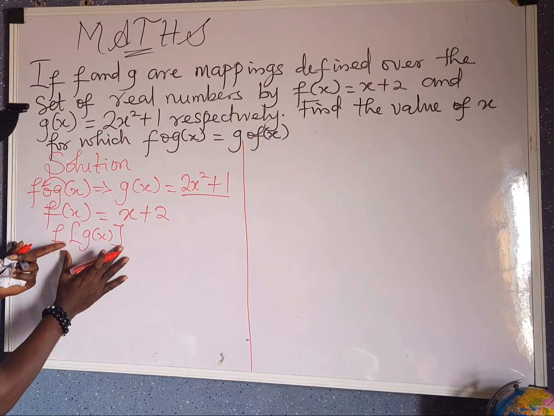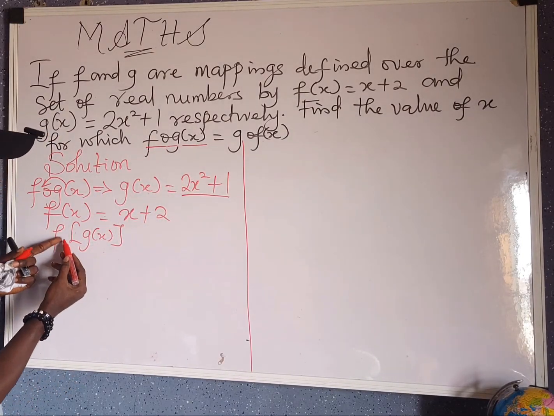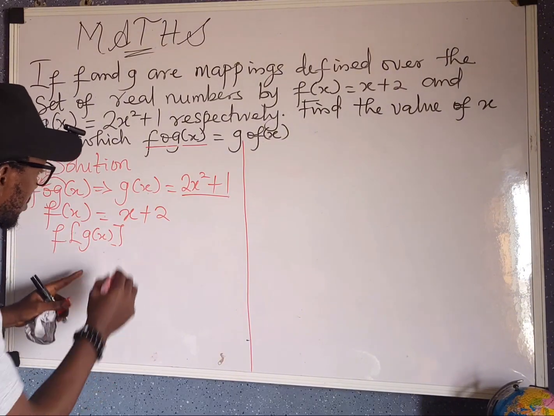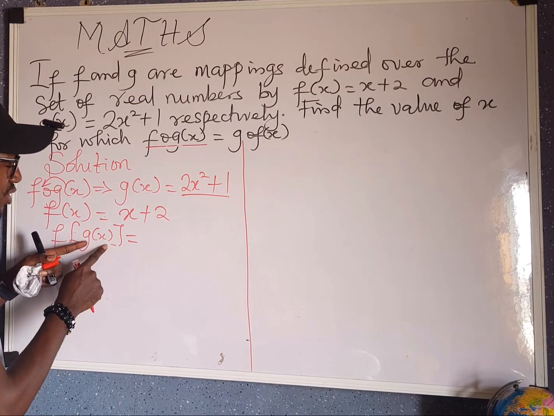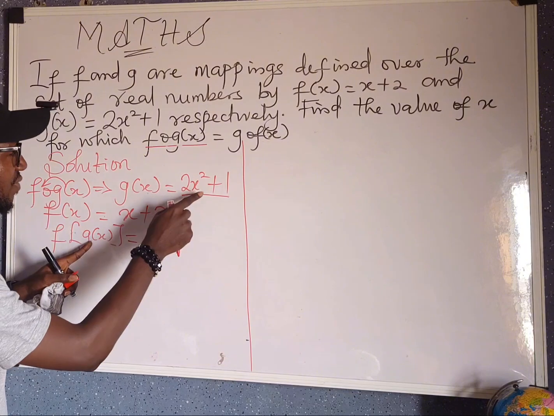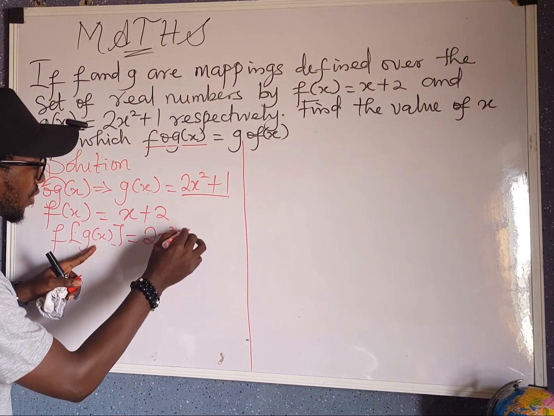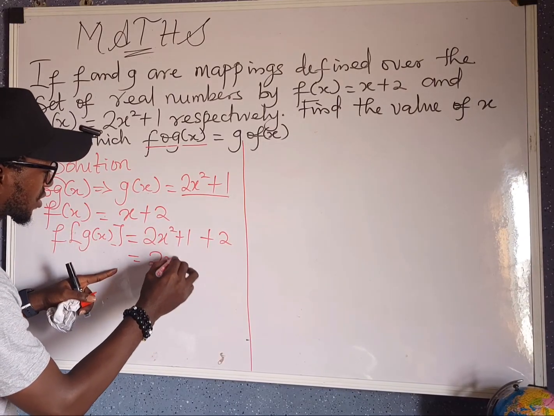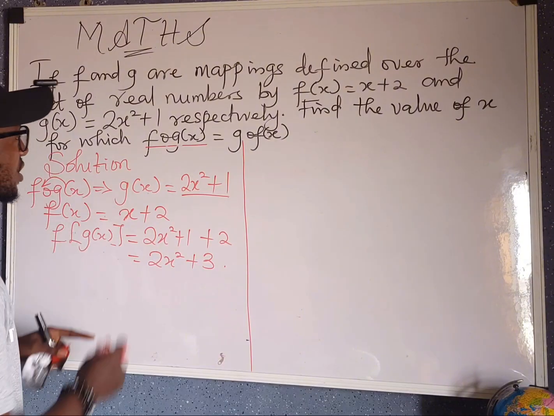Now, all I have written here is the same as this. F of g of x is still the same as f of g of x, but I'm just using this big bracket to simplify it for us. So anywhere you see x, you are going to be substituting the value of g of x. So this x will now be the value of your g of x, which is 2x squared plus 1, plus 2, which is equal to 2x squared plus 3. Now that is our f of g of x.